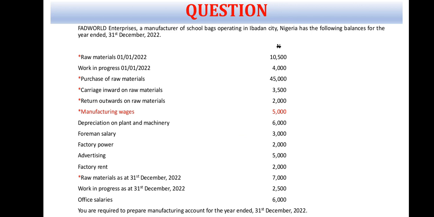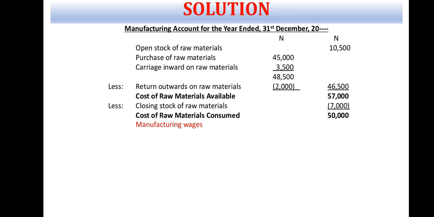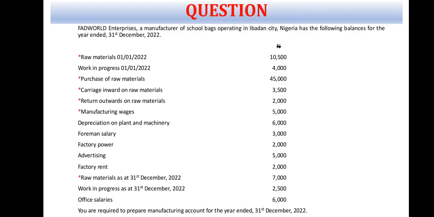So direct expenses, if you remember, I gave you an example like royalty, and I explained what royalty is in the first part of this video. So let's look at the question. Do you have any information about direct expenses? So if we look at it, we have work in progress because we are static. All the ones we have treated, we have depreciation on plant and machinery, foreman salary, factory power, advertisement, factory rent, work in progress at the end of the year, office salary. There's no information about direct expenses like royalty. So which means we are going to skip that.